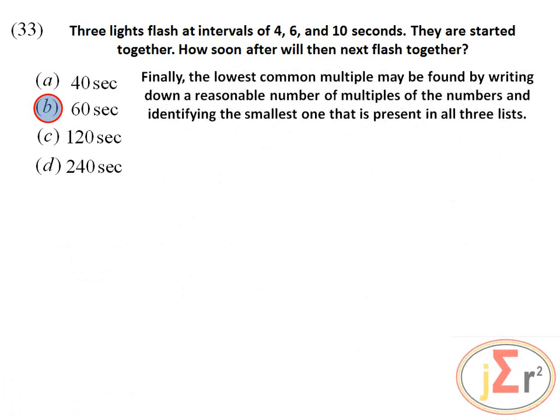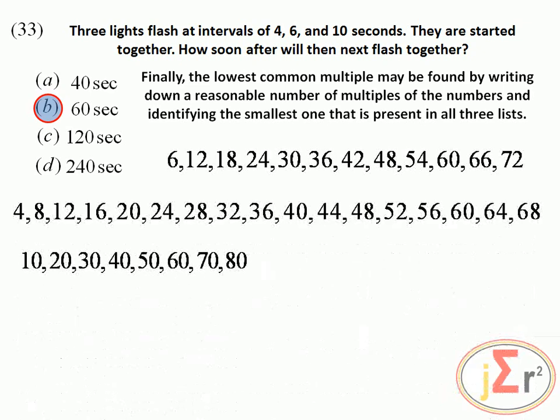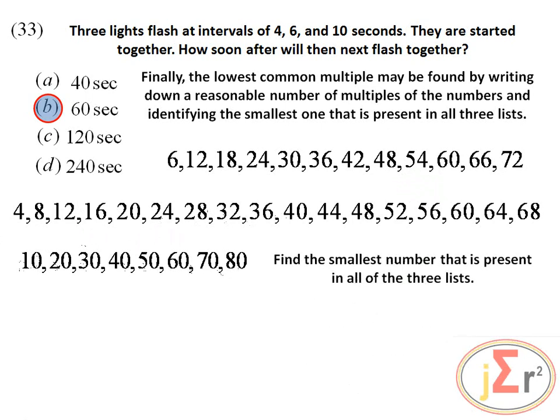Finally, the lowest common multiple may be found by writing down a reasonable number of multiples of the numbers and identifying the smallest one that is present in all three lists. There we have all three lists. In this list we have multiples of 6. We have multiples of 4. We have multiples of 10. Find the smallest number that is present in all three lists.